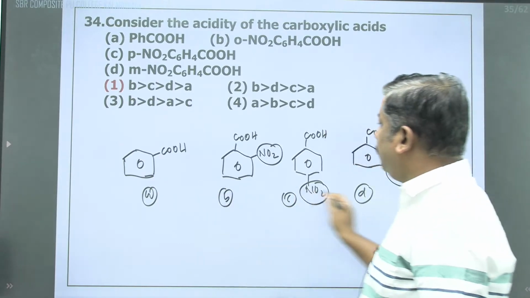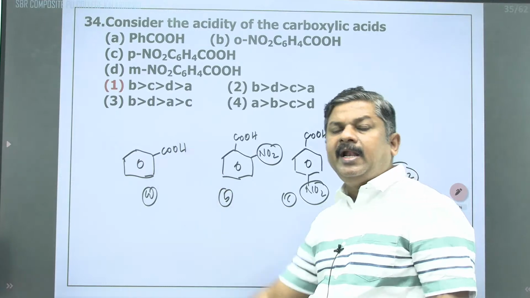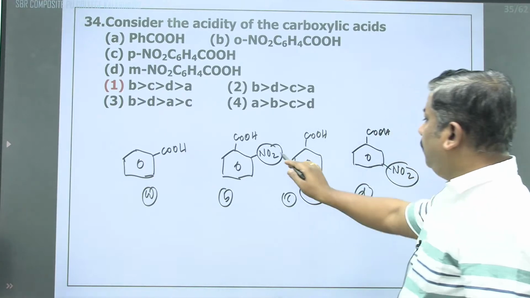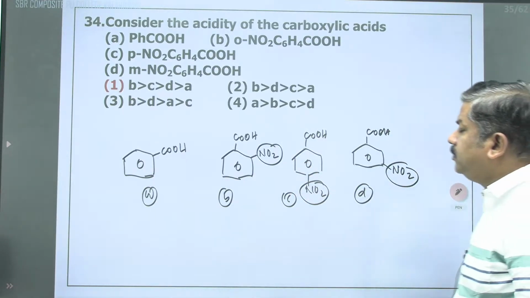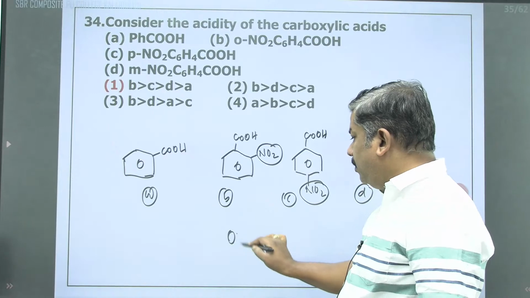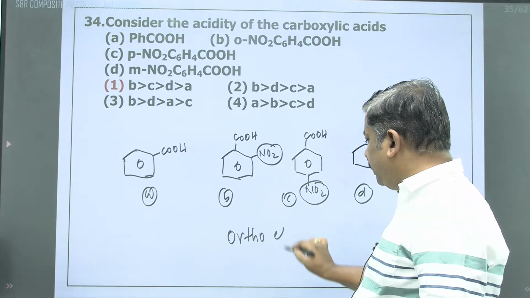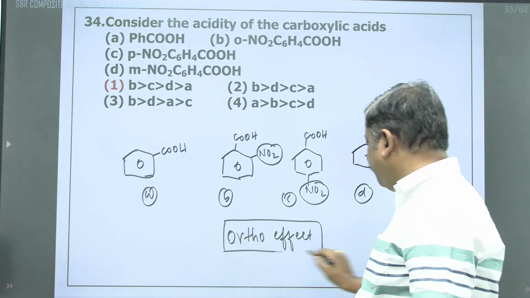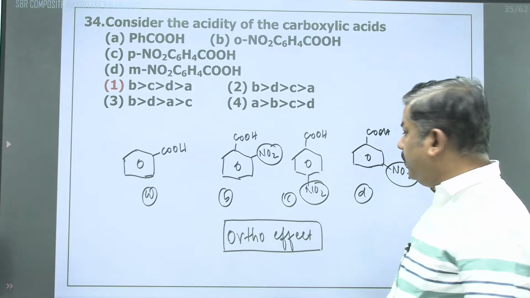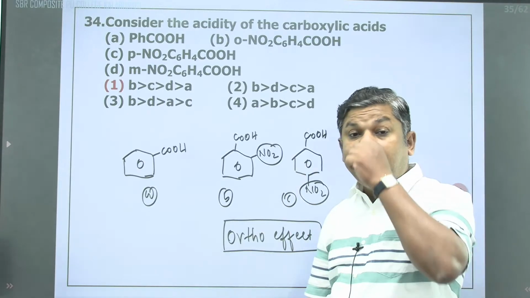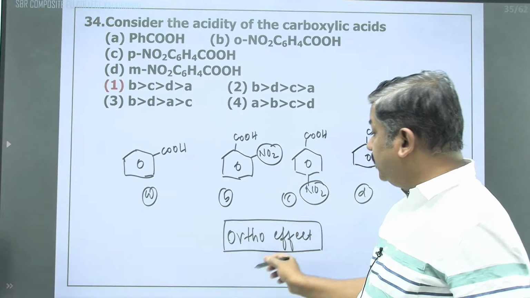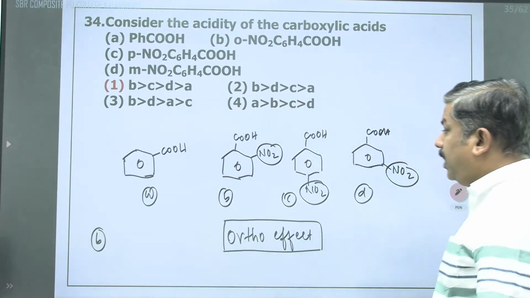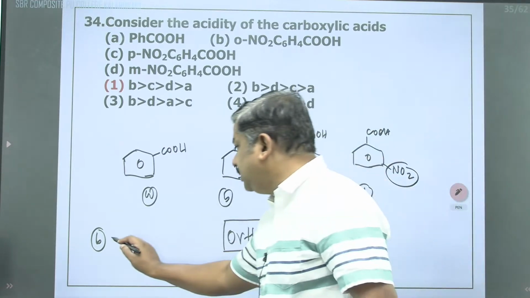Compared to all these compounds, this one does not contain any electron withdrawing group, so it is the least acidic in nature. Between the ortho isomer, para isomer and meta isomer, which is more stable, more acidic? You probably heard about the ortho effect. In the ortho effect, if any substituent, whether electron releasing or electron withdrawing, is present at the ortho position, that compound is always more acidic. So compound B is more acidic because of the ortho effect.